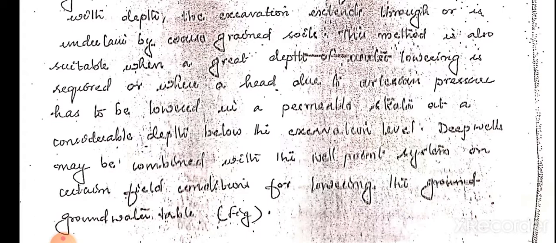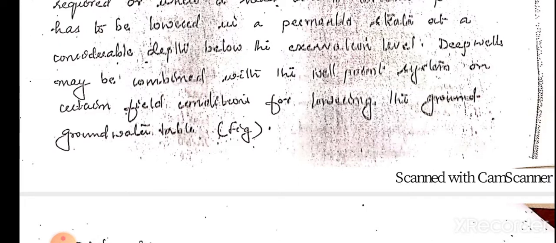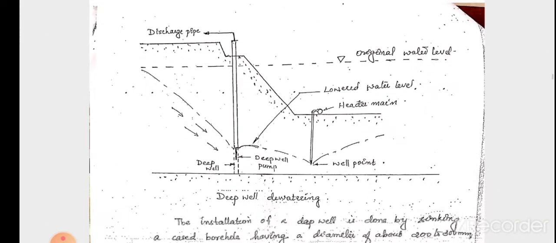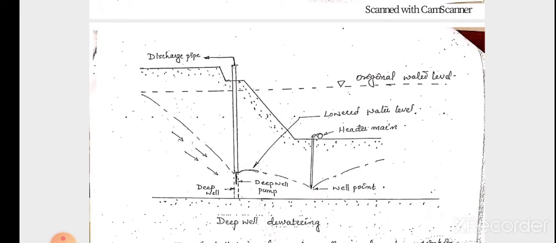Deep wells may be combined with the well point system under certain field conditions for lowering the groundwater table. So this deep well system can be combined with the well point system in order to get effective lowering of the water table. This figure shows deep well dewatering along with well point.